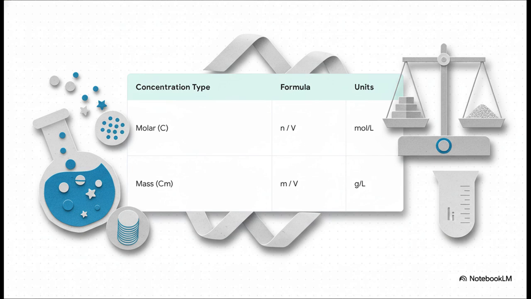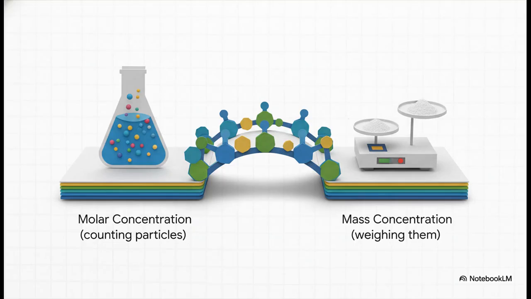When we talk about how strong a solution is, we're usually talking about its concentration. And there are two main ways to think about it. There's molar concentration, which is how many moles of stuff are in each liter. Yep, that's our chemist's dozen again. Or you can have mass concentration, which is just how many grams are in each liter. One is about counting, the other is about weighing. And the best part is, it's super easy to switch between them.